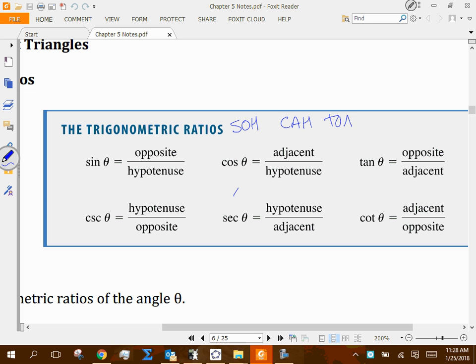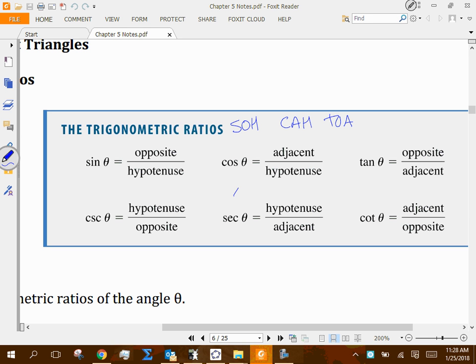Sine is opposite divided by hypotenuse. Cosine is adjacent divided by hypotenuse, and tangent is opposite divided by adjacent. Those are the first three trig ratios that we've introduced, that we've talked about the most throughout the last maybe 3.5 years or so.